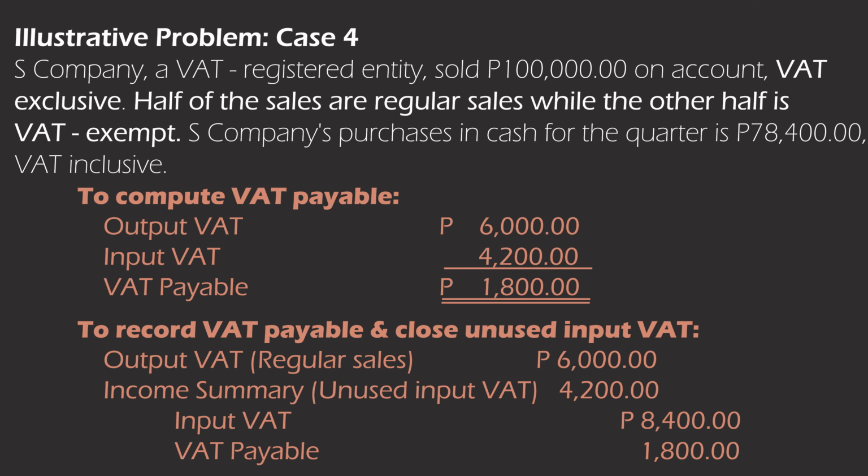So to compute VAT payable, output VAT is 6,000 while our input VAT is 4,200. So our VAT payable is 1,800. Now take note, the computation here is coming from our regular sales only. So to set up or record VAT payable and close unused input VAT, we debit output VAT from our regular sales, 6,000, and then debit income summary, which represents the unused input VAT, 4,200, and then credit input VAT, 8,400, and then credit our VAT payable, 1,800.